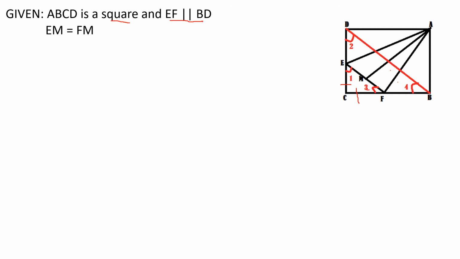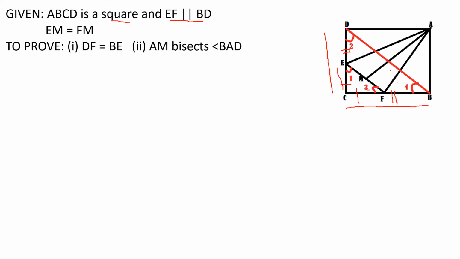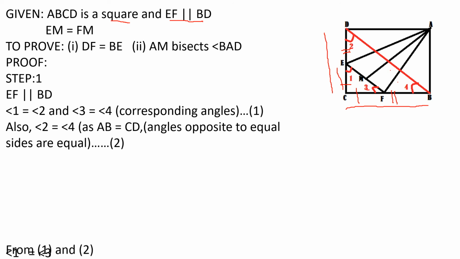Now, from this whole side CD, let us subtract this CE. So, we will be getting ED. Similarly, from this whole side BC, let us subtract this CF. So, we will be getting BF. Therefore, we can say ED is equal to BF. You can understand this from these steps written over here.